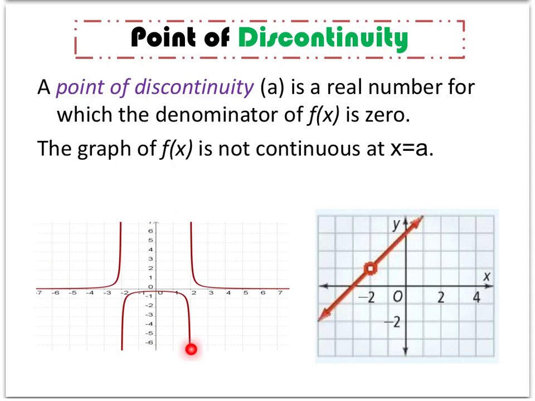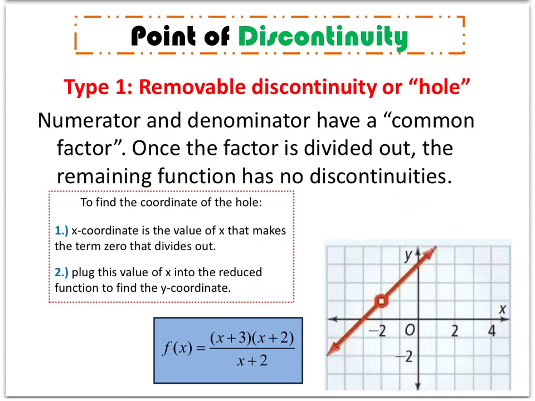Now, there are two different types of discontinuities. We saw one type in this graph, and we saw the other in the previous rational function graph. The first type of discontinuity we're going to look at is called a removable discontinuity, or as I referred to it, a hole. A hole occurs whenever we have a term that is in common on the top and the bottom of a fraction. So in the numerator and the denominator, I have a common factor. In the function we looked at earlier, the x plus 2 occurs on the top and the bottom.